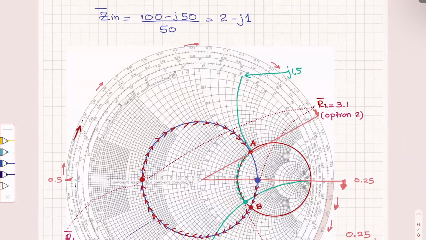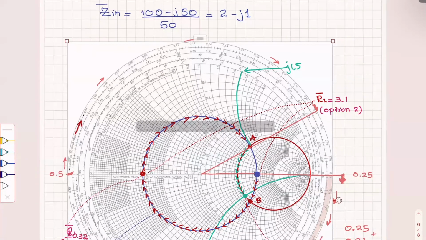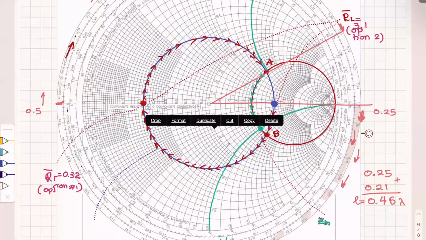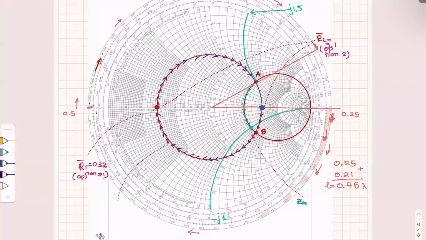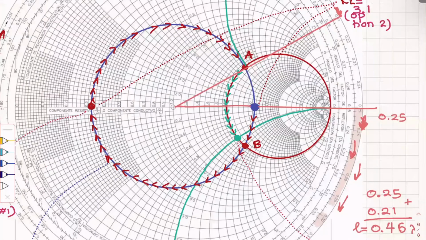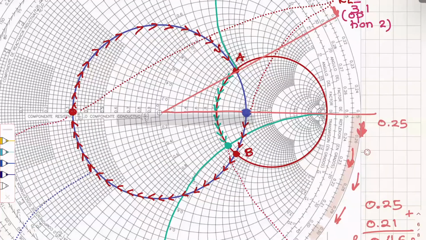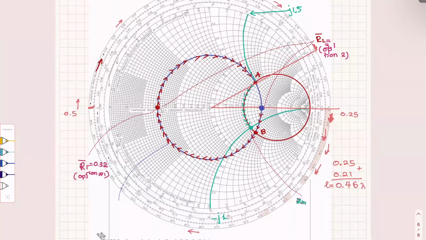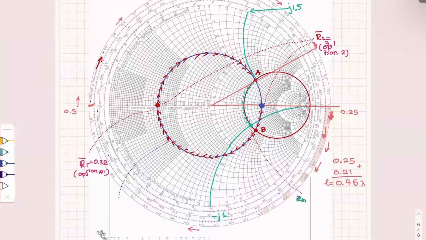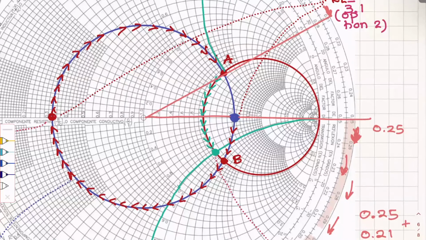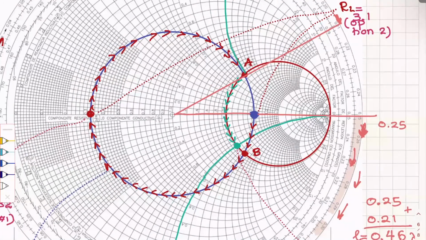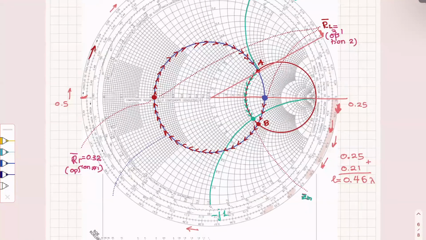It's going to have a real part of 3.1. Let me see. No, it's not. I think there was a 1.2. That was 2. In fact, 3 was there. So that has a real part of 2.